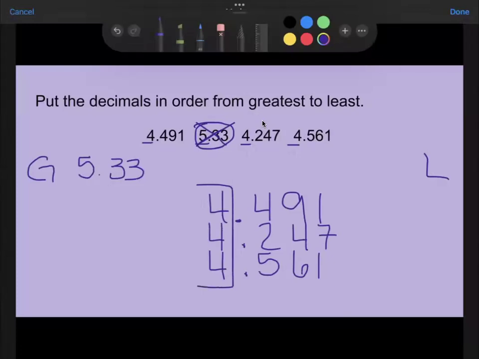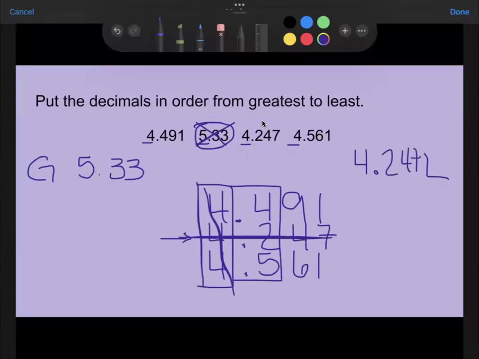So the 4s are all the same, so we're not going to use that to put them in order. But when we go to the next place value, the 10th place, they are all different. So we can definitely use this to put them in order. The smallest of 4, 2, and 5 would be the 2. So this number has to be the least. So I'm going to rewrite that here, 4.247, and then I can cross that off here.